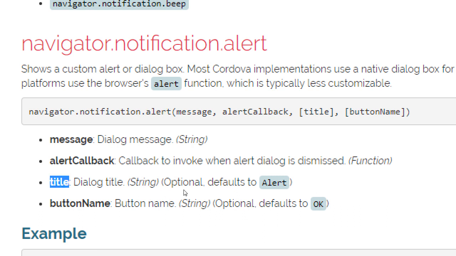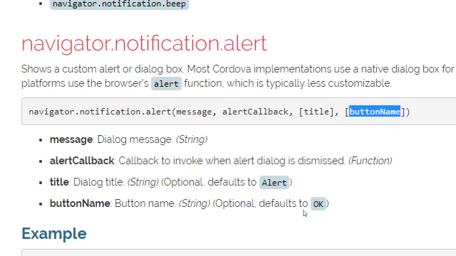We can also customize the title. It's a string, so it's in quotes. It's optional. If we don't write anything there, it'll just say alert. And notice the first parameter, comma, the second parameter, comma, the third parameter, and then the fourth. Another optional one, button name, string, in quotes, optional, defaults to OK.